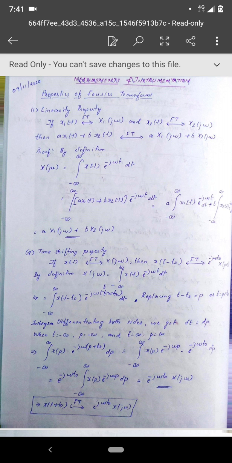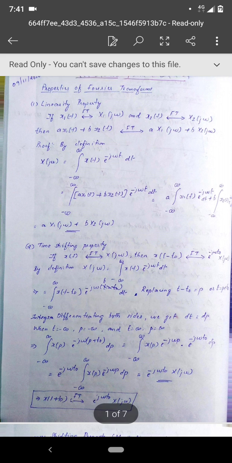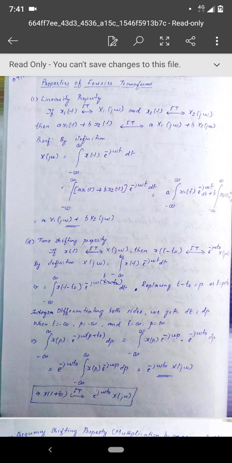So how will you prove that? By definition, we know that x of j omega is equal to the integration from minus infinity to infinity of x of t e raised to minus j omega t dt. Instead of x of t we have the signal a x1 of t plus b x2 of t. We substitute that, and e raised to minus j omega t dt is already there. Then we open the integration. A is a constant, so that comes outside the integration, leaving x1 of t.